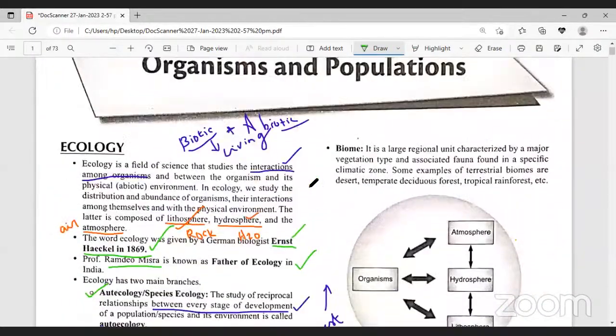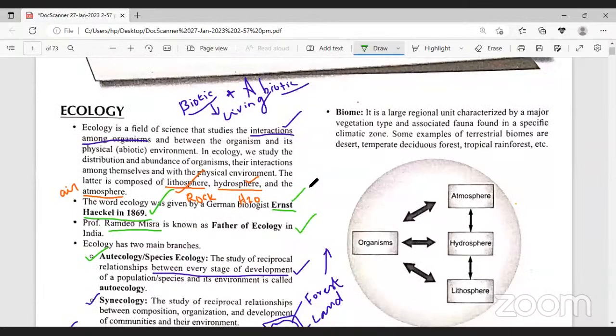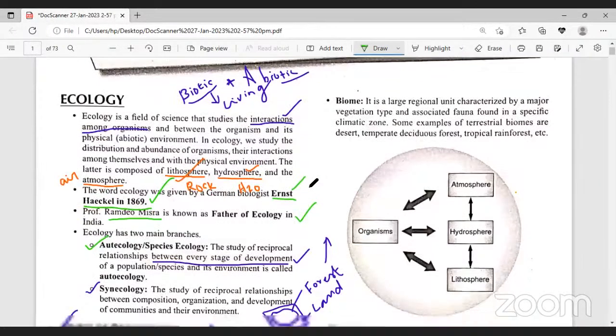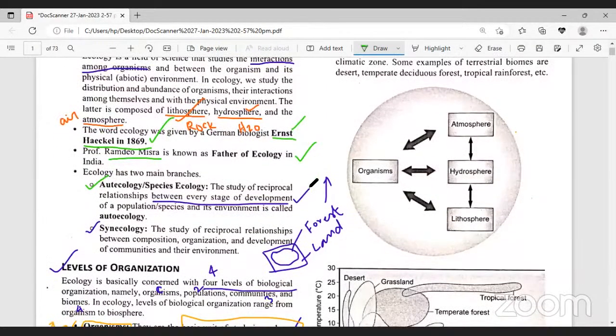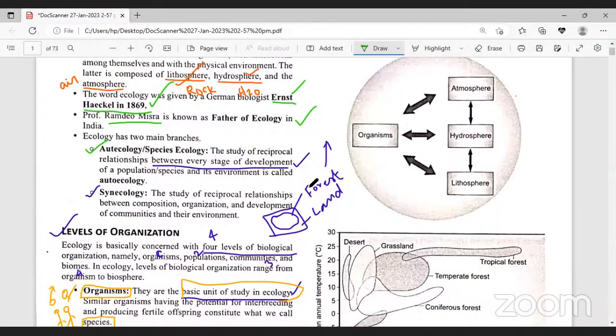So what is ecology? Ecology is nothing but the interrelation between the biotic and abiotic components. What are the three types of composition present in it? Lithosphere, hydrosphere, and atmosphere. Who gave the word ecology? It was given by the German biologist Ernst Haeckel in 1869. And who is the father of Indian ecology? Ramdeo Misra. Ecology is also divided into two branches: autecology, or species ecology, and synecology.